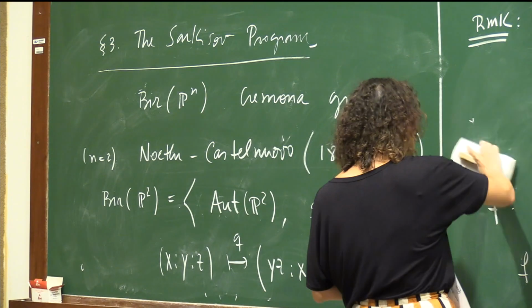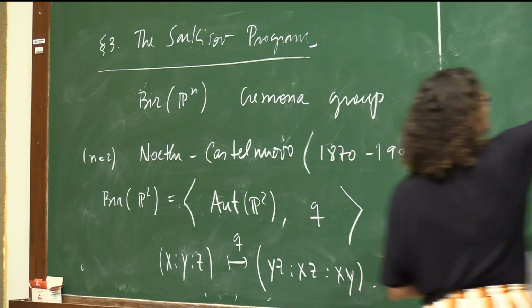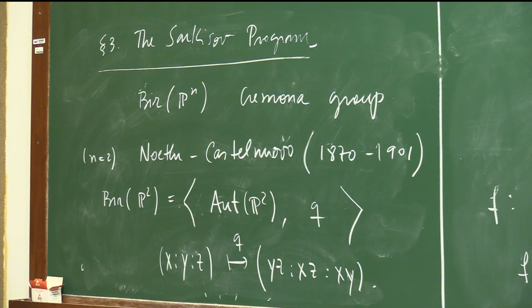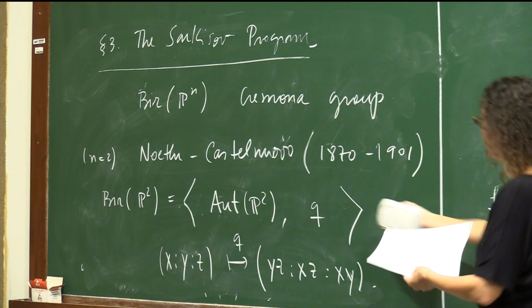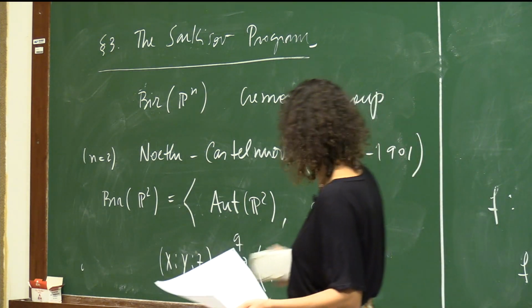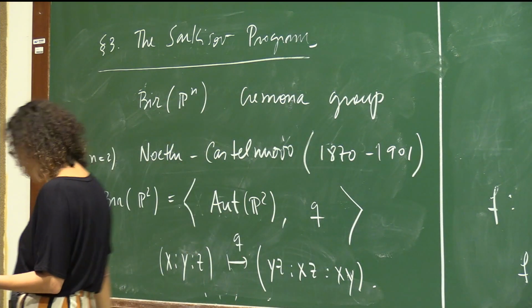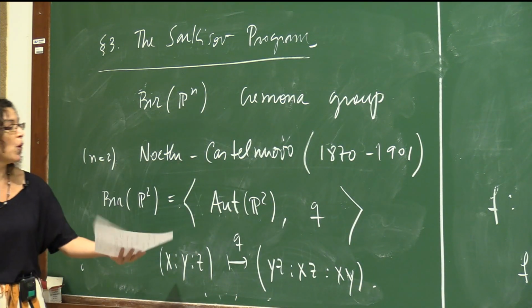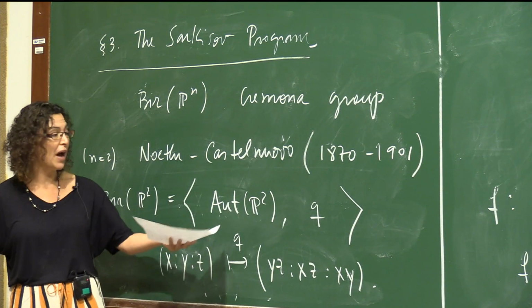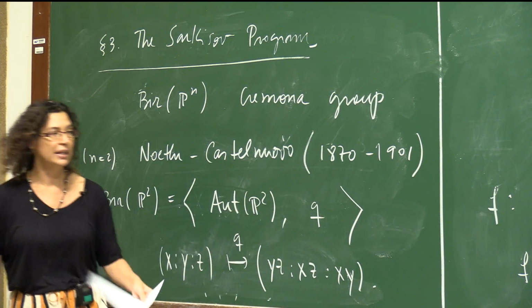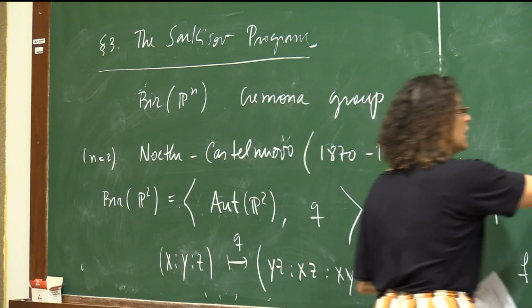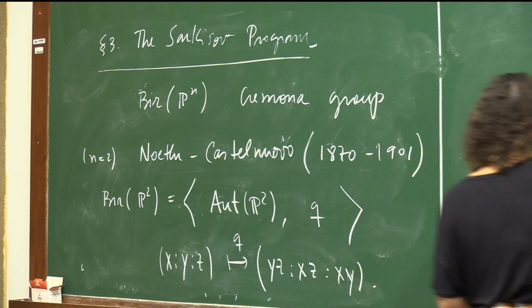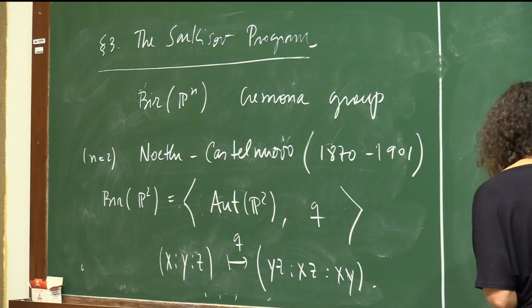But in higher dimension, things are even more complicated because we do not have such a nice factorization theorem. Whenever you have a Cremona transformation of P2, you can write it as a composition of automorphisms with this nice quadratic transformation. So starting in dimension 3, this is not true.